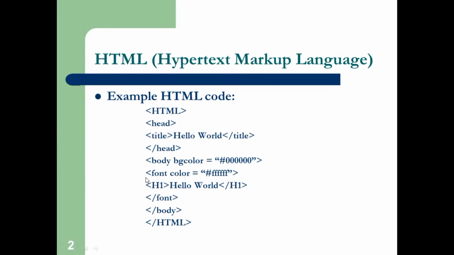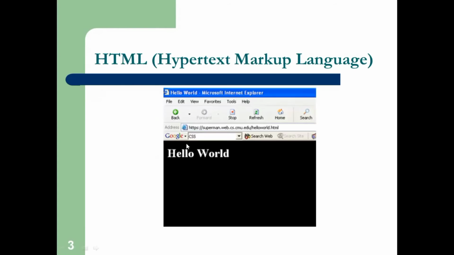The font tag has the heading tag, and then we close the font tag, then we close the body tag, and then the HTML main tag, and this is the output we get. You can see that the text written in our web page is hello world, and the background color is black.